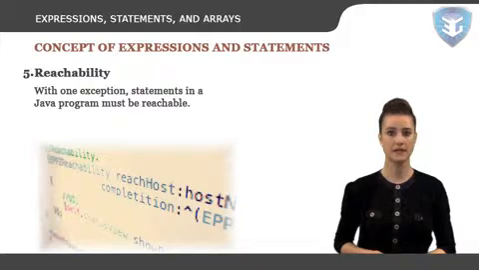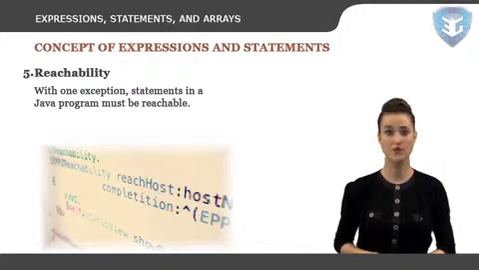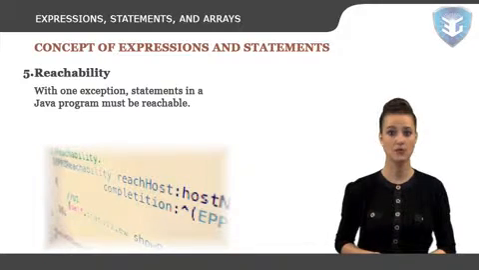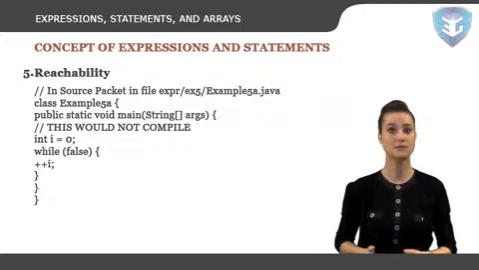5. Reachability. With one exception, statements in a Java program must be reachable. There must be at least one path of execution that will reach each statement. For example, the code on the screen would not compile because the ++i is unreachable.